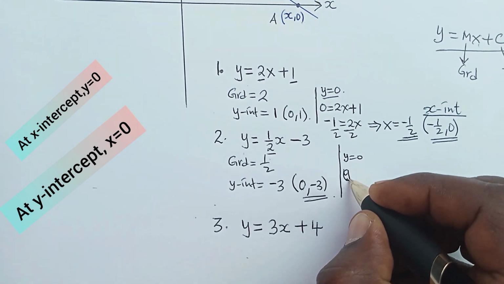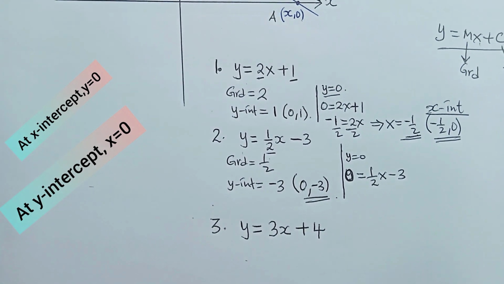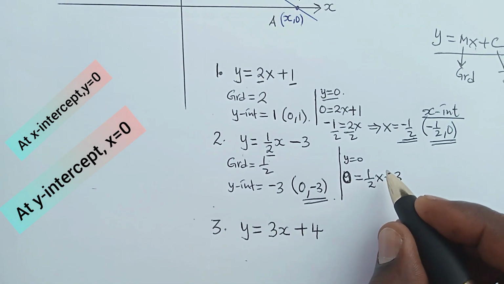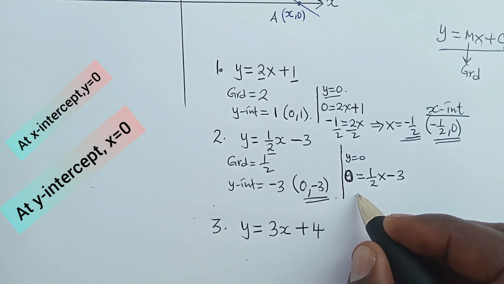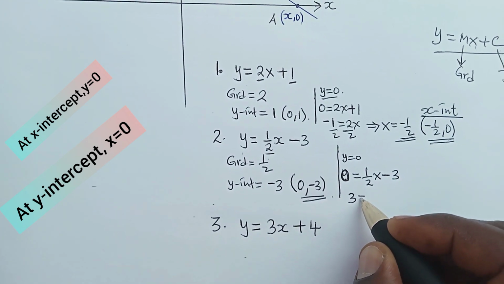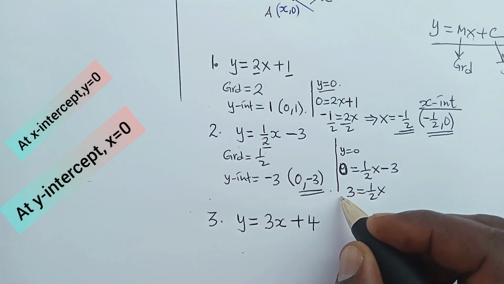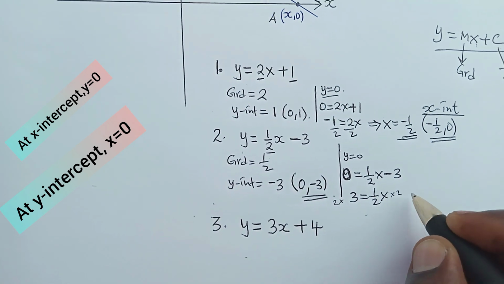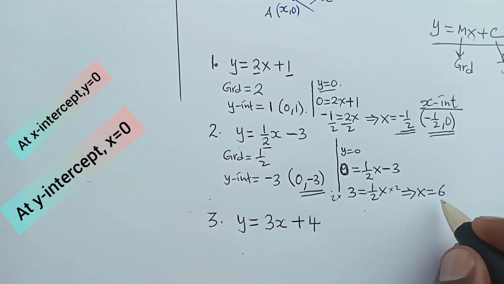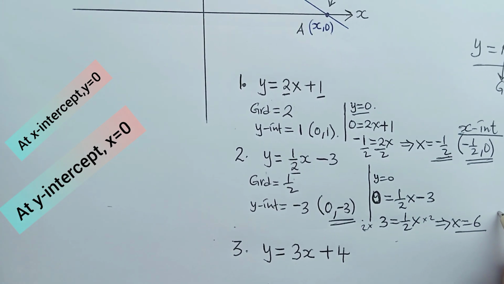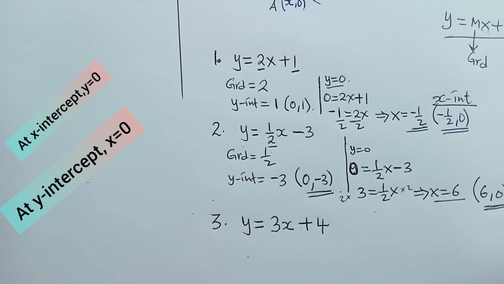That means 0 is equal to a half x minus 3. Alright, so taking negative 3 to the left hand side, the sign changes to positive, or rather add 3 to both sides of the equation. We get a positive 3 equal to a half x. Multiply both sides by 2 to get rid of this denominator, so by 2 this side and by 2 this side. This now implies that x is equal to 6, that is 3 times 2, giving us 6. So now we can write the x-intercept as 6, 0.